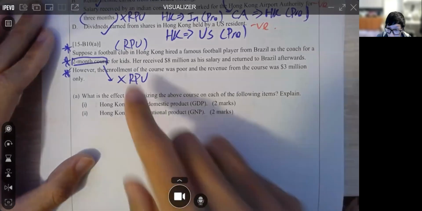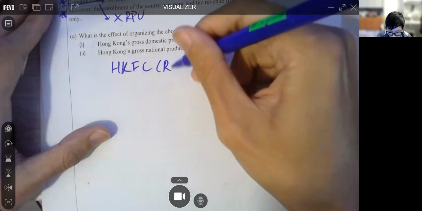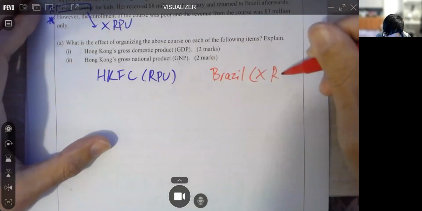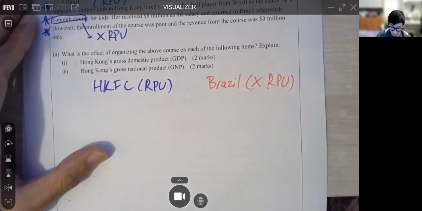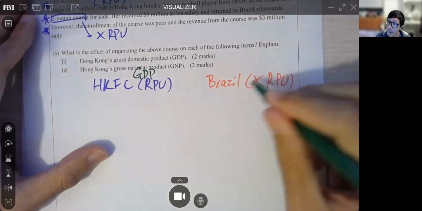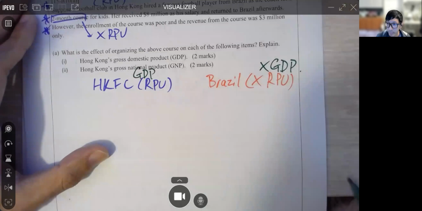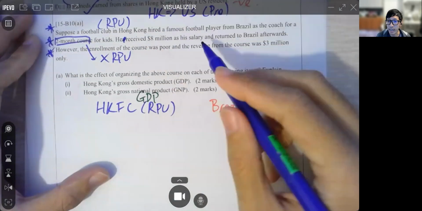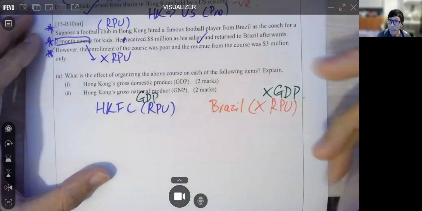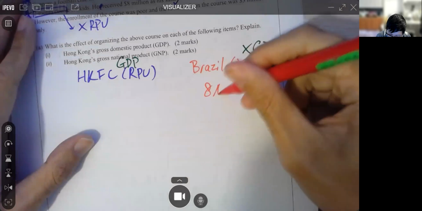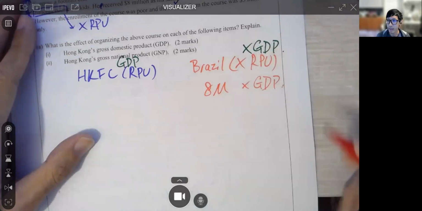OK，好嘛？So now we have a very big dilemma here. We have a Hong Kong football club, which is an RPU. Then we also have a Brazil coach, who is not an RPU. 點解要咁寫出嚟啊？Because anything earned by the football club should be GDP, by him should not be in GDP. OK，嗱呢個要好小心啦。He received 8 million as salary. 好啦，你話阿 Sir salary production but received by the Brazil guy. So unfortunately, this 8 million is not in GDP because not an RPU.